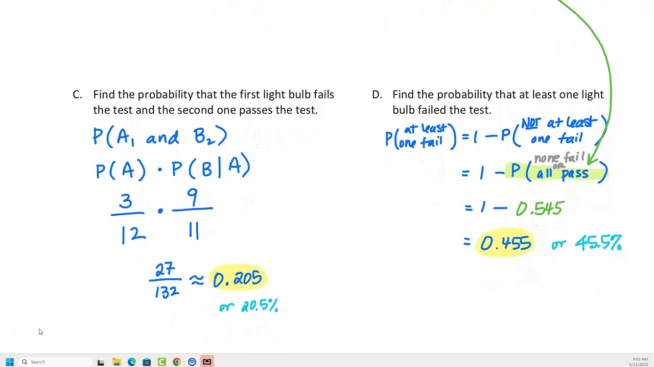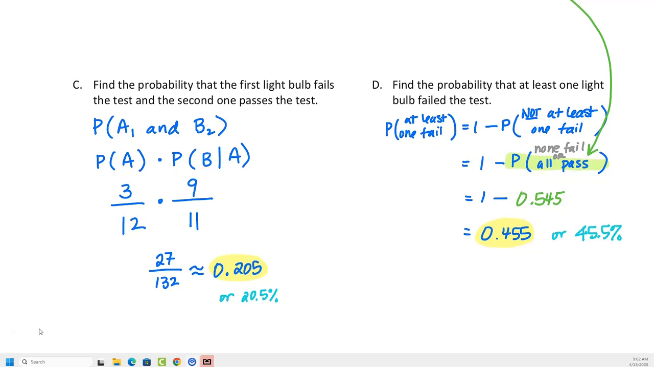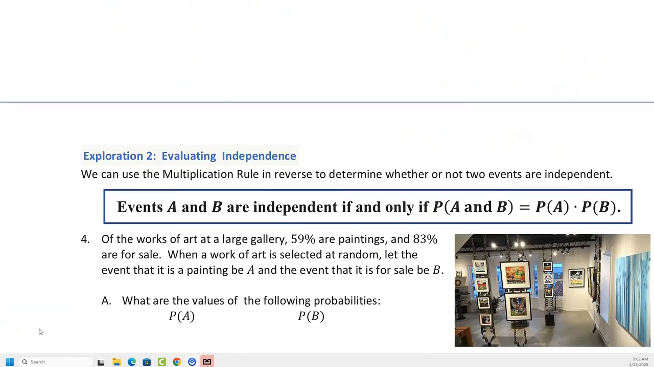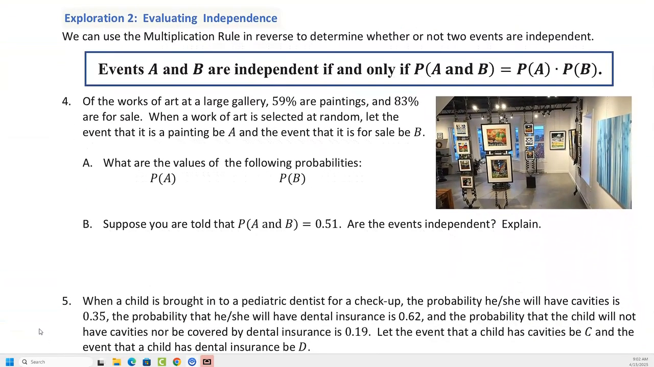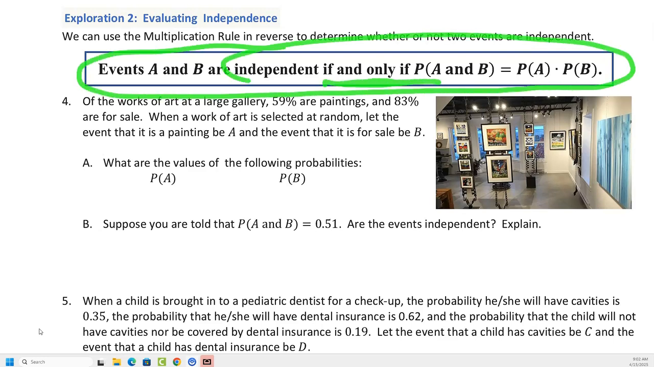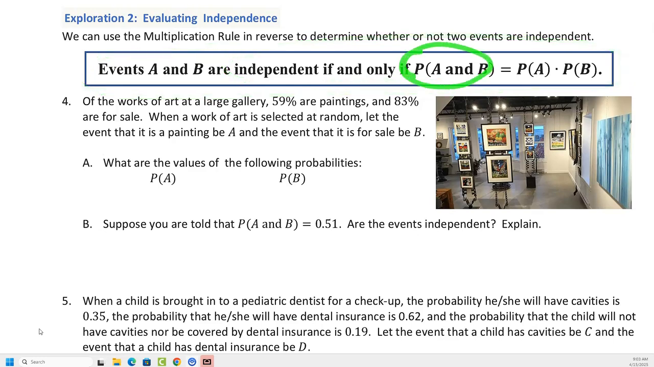Okay. Are we good with that? Last one. We can use the multiplication rule in reverse to determine whether or not two events are independent. If events A and B are independent, that occurs if and only if the probability of A and B is equal to the probability of A times the probability of B.